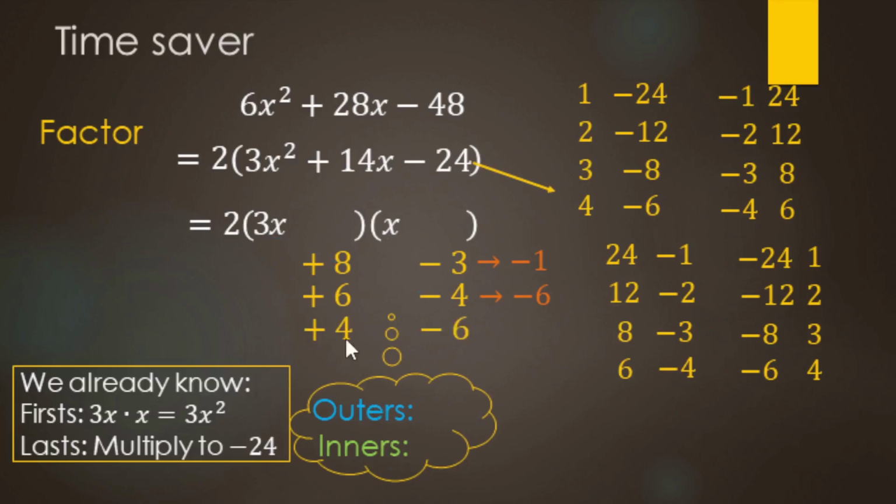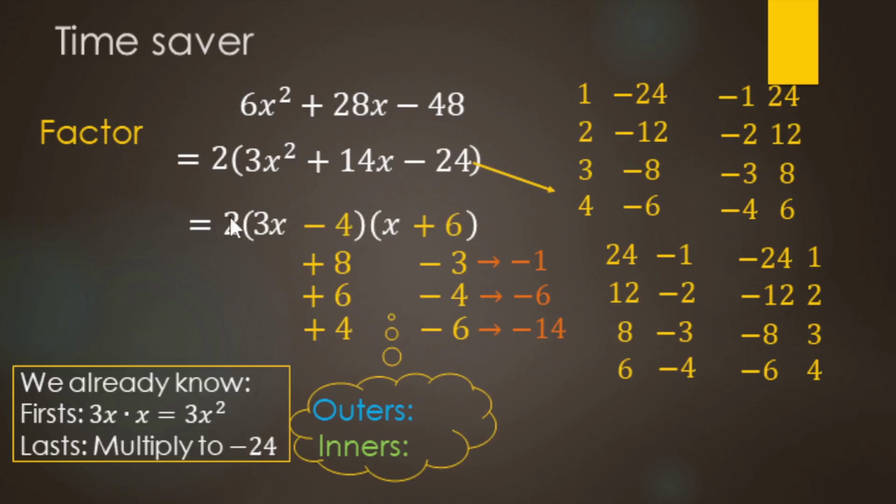Let's try 4 and negative 6. So the outers, 3 times negative 6, that's a negative 18 right there. And then a 4, negative 18 and 4 is going to make negative 14. Oh, we're so close. We were hoping for a positive 14. We got a negative 14. So just switch that plus to a minus and that minus to a plus, and that'll be our last guess. It's actually going to be the right one.